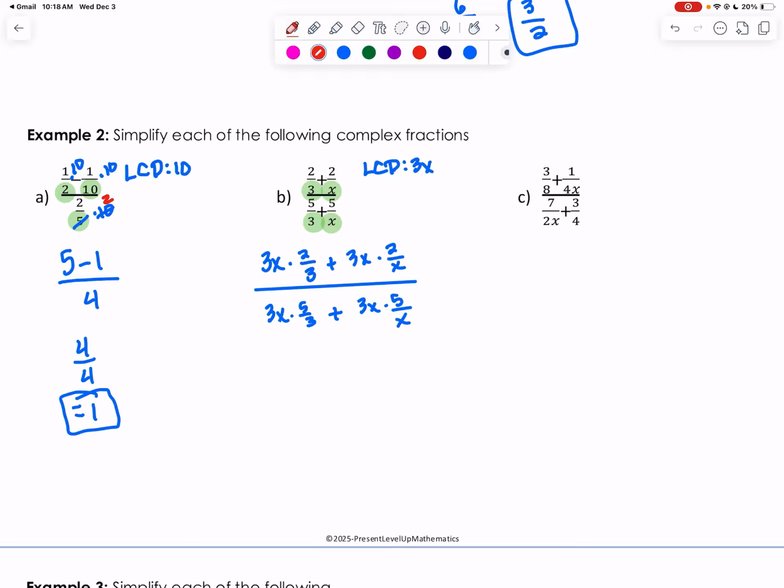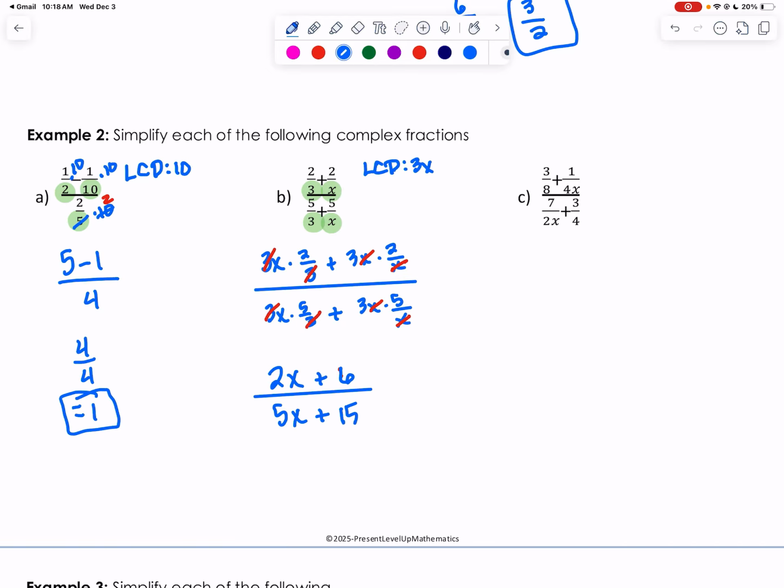All right, so let's cancel what we can. The 3 would cancel with the 3, leaving me 2 times x. On our second fraction, the x would cancel with the x, leaving me 3 times 2, which is 6. In the denominator, let's see, this 3 would cancel with this 3, leaving me x times 5, 5x. And last but not least, this x would cancel with this x, leaving me 3 times 5, or 15.